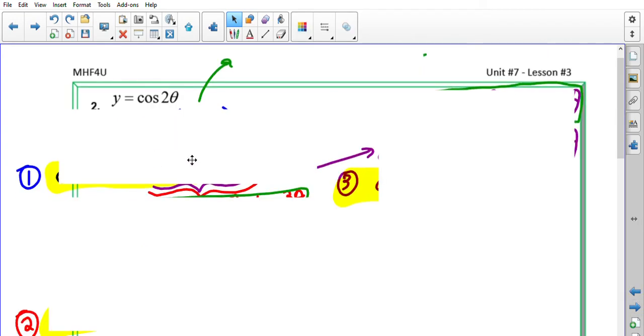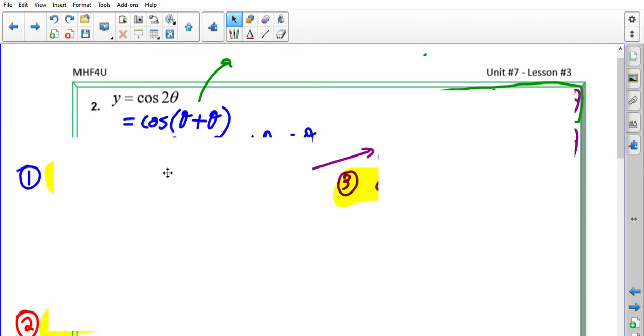Cos 2 theta. Notice cos 2 theta has a lot of space, and I have numbers 1, 2, and 3. Cos 2 theta is unique because there are 3 different versions of it. So we can actually manipulate it into looking like 3 different things. Let's start with the first version. Just like before, I'm going to write 2 theta as theta plus theta and see what happens.